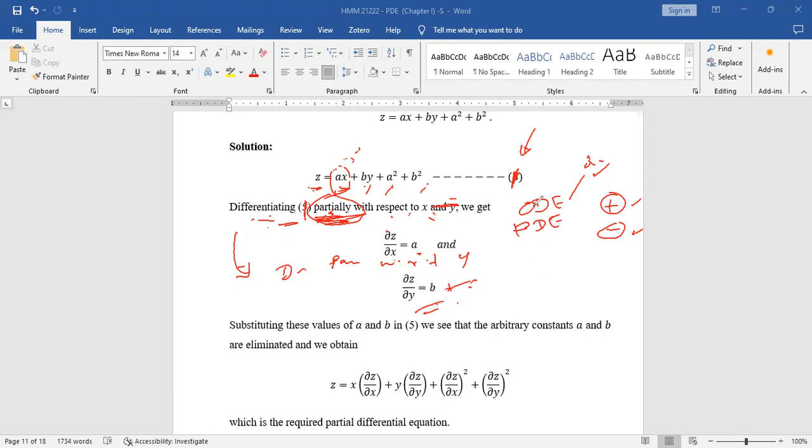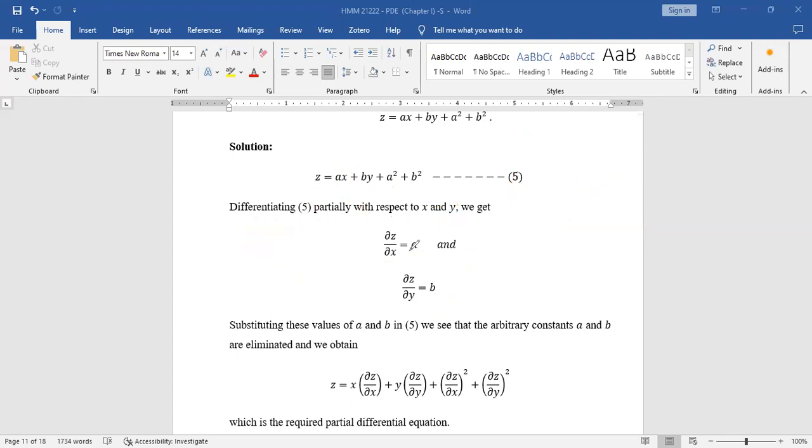See, we got the idea. Del z over del x is a, del z over del y is b. So we know p is equal to a, no? P is equal to a. And you can say q is equal to b. So we have eliminated already. We have found the values for a and b. If you substitute that, that is fine now. That's all our equation. See, within 2 lines we got the answer.